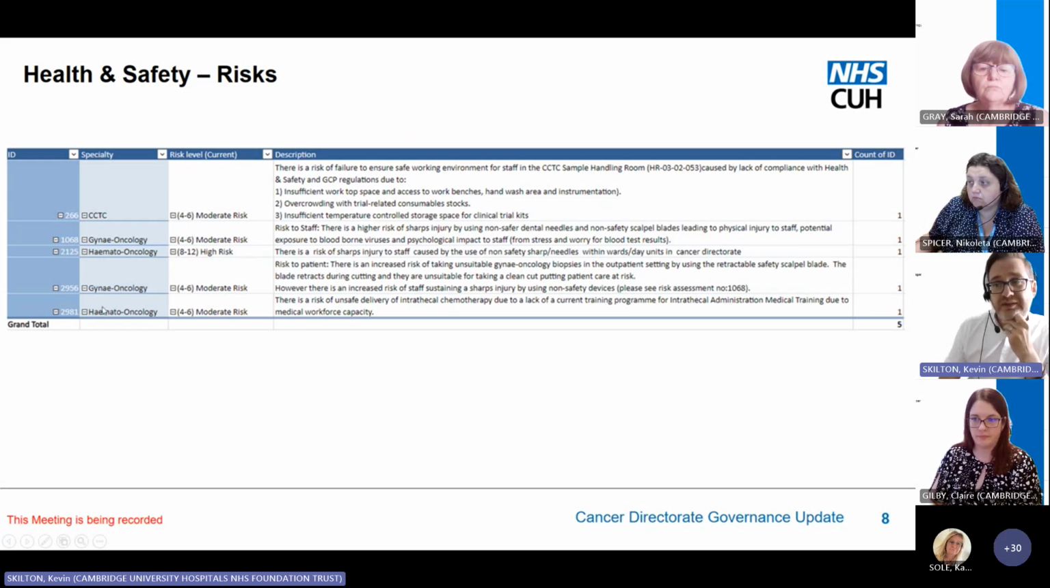So again, there aren't very many and there are only a few areas, but if you think there is a risk in your area that is a health and safety risk and it should be on the risk register, please highlight it and we can look at getting those added. Your safety is important to us and your work environment should be safe. So any issues with that, we should be highlighting.